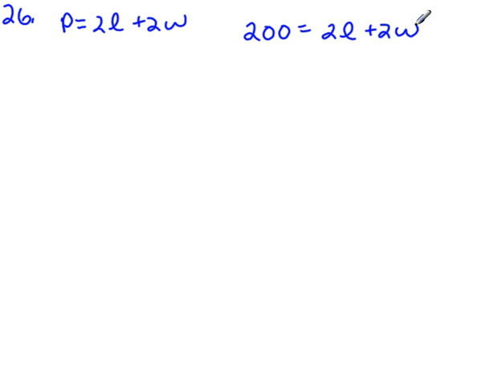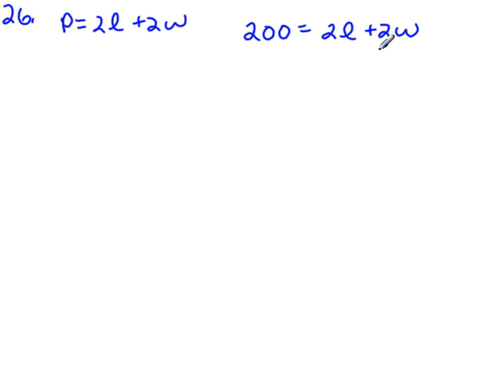So first of all, I have to know that perimeter is equal to 2 times the length plus 2 times the width. Or of course I could have said 2 times the length plus the width. So I'm going to plug into that what they gave me, which gives me 200, because they told me the perimeter was 200 feet, is equal to 2 times the length plus 2 times the width.